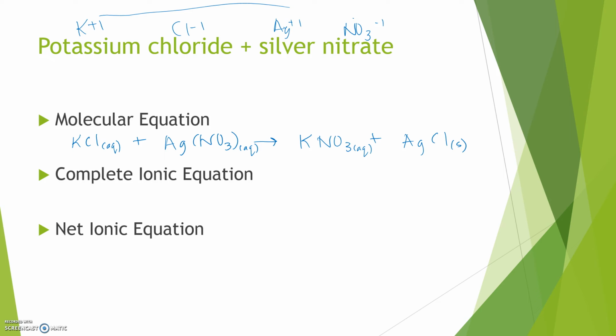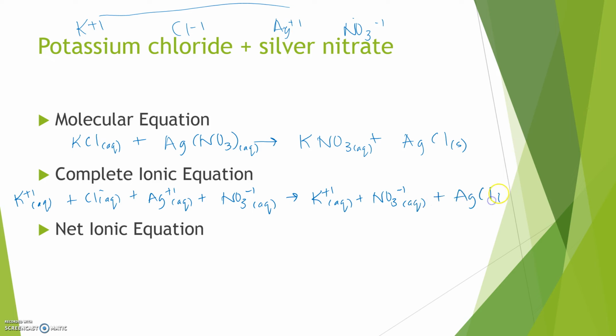Complete ionic. Split apart the aqueous things. So K plus 1 aqueous, plus Cl minus aqueous, plus Ag plus 1 aqueous, plus NO3 minus 1 aqueous, yields K plus 1 aqueous, plus NO3 minus 1 aqueous, plus AgCl solid. Always leave my solids together.